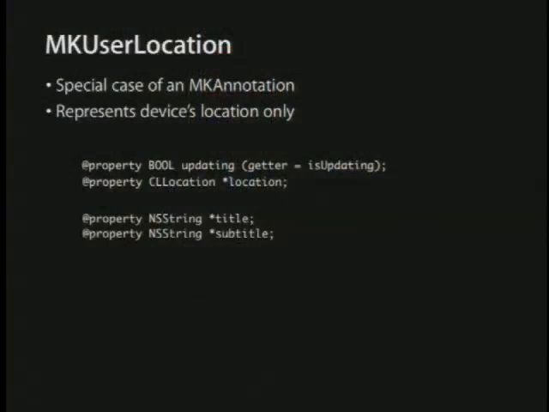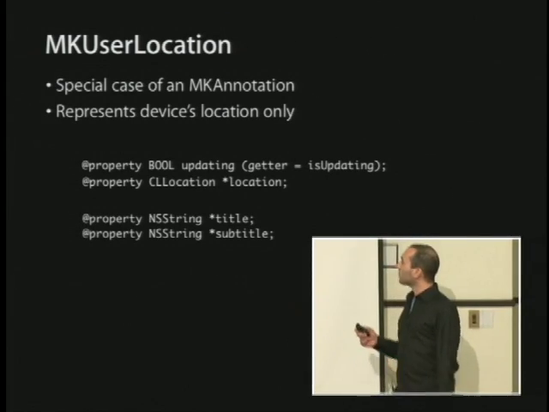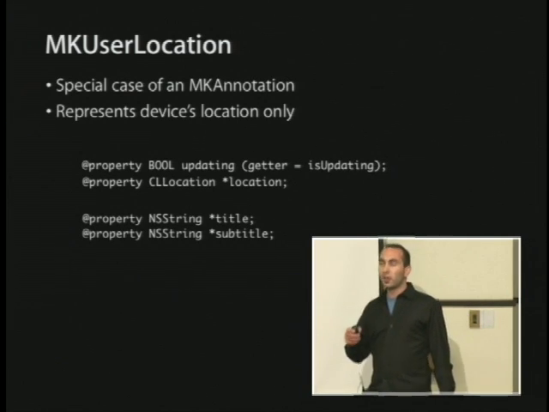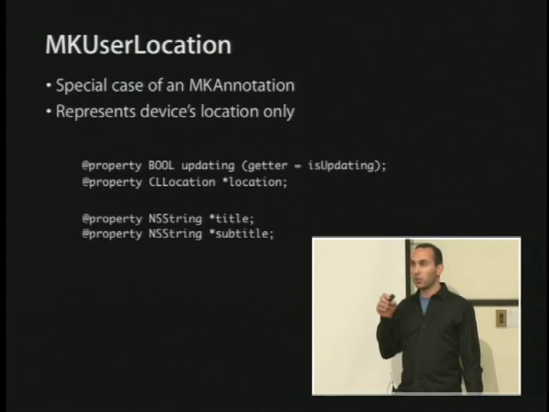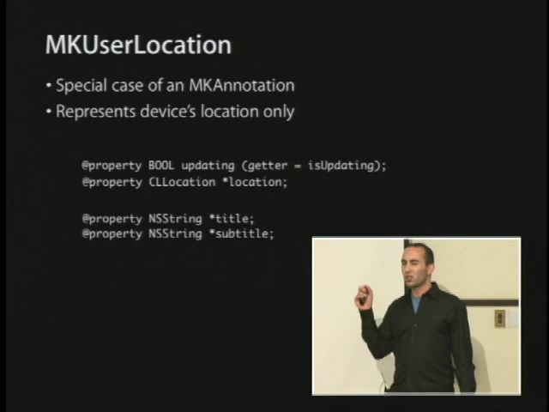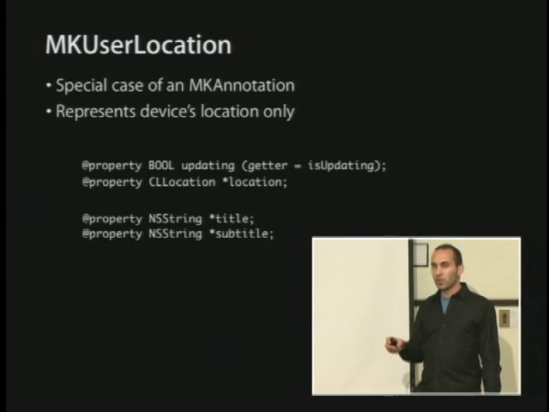All right, user location. Another thing you can get off the map view is the user location. Now we talked about core location. This is a convenience on that. It's actually a special case of an MKAnnotation-implementing protocol that you can get directly off the map view. So if you tell the map view that you want it to track user location, then you can say, give me the user location of the map view.